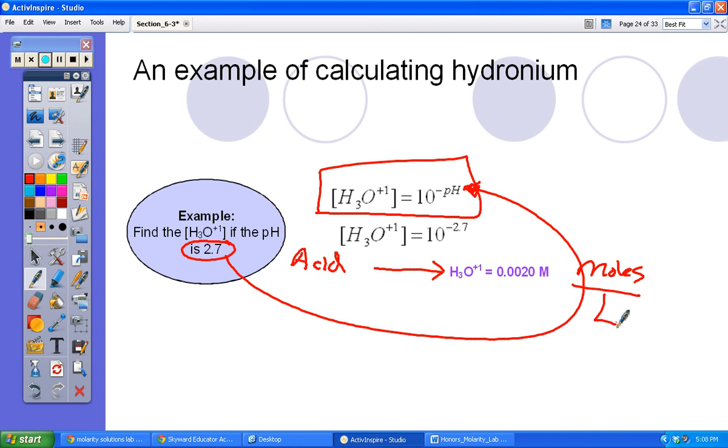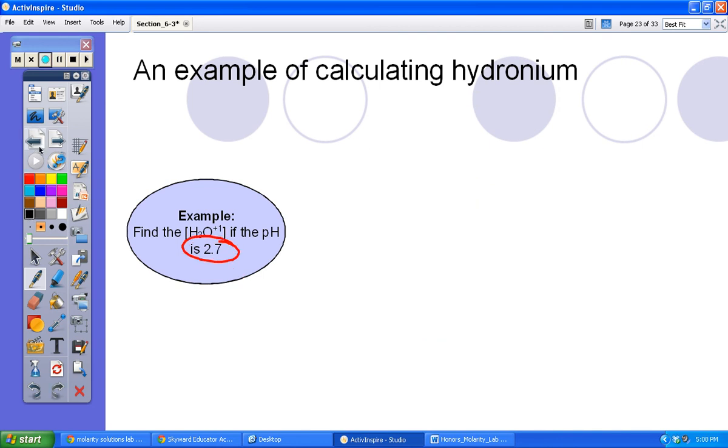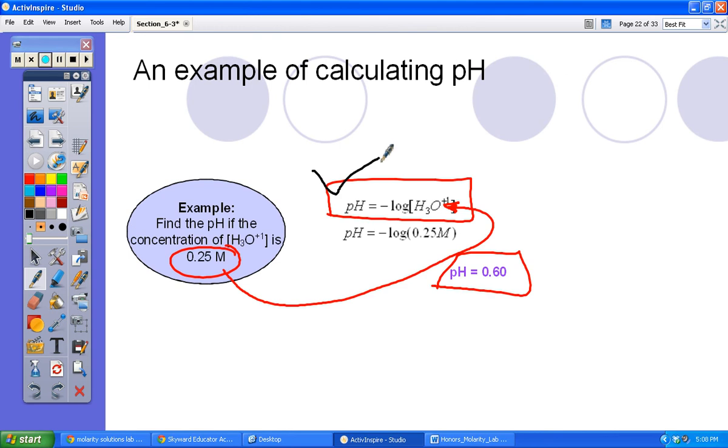Notice I've used a different equation here than I used here. So there's two different equations that we can use. Those are two things you're going to want to be able to apply in class.